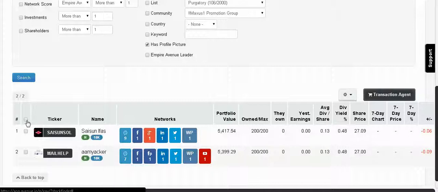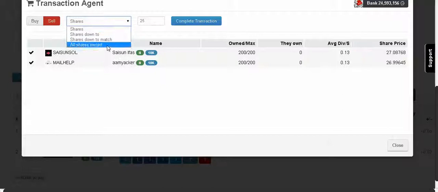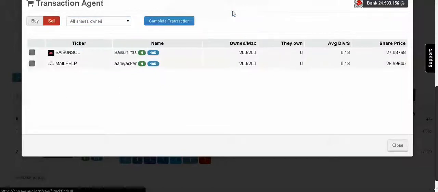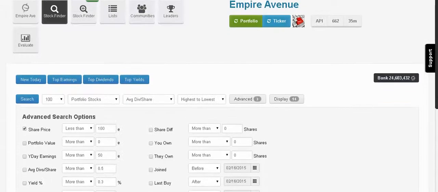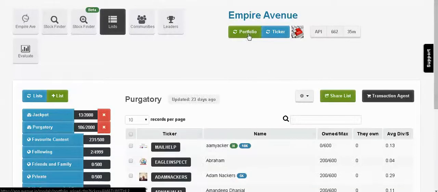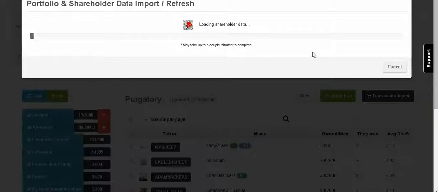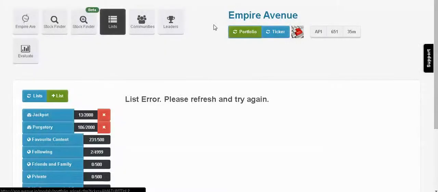So I'm just going to go ahead and sell them here. Hold on, we'll do sell all shares owned, complete transaction. Yes. One thing I don't like is how redundant the list system is. It makes it a little bit clumsy to deal with. So let's go ahead and reload the portfolio. What I need to do now is refresh the list that those guys were on, which was my newbie list. I just call that purgatory. It's the list that they've got to earn their way out of, and that's where I put all of my newbies that I buy until they get transferred out somewhere else.